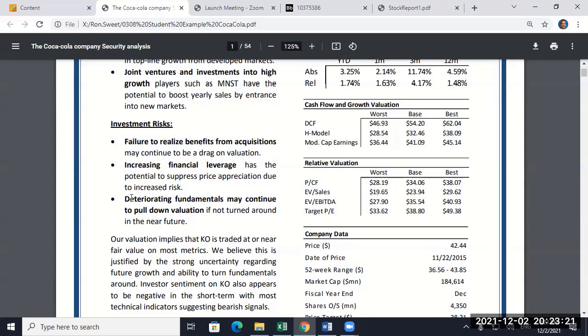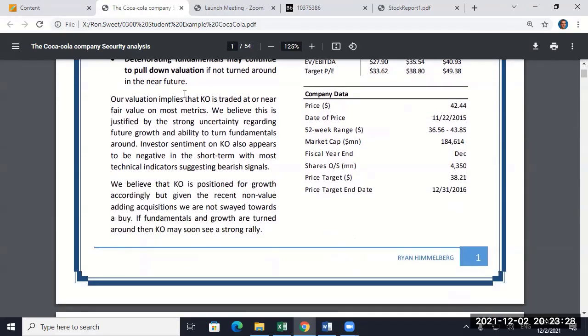Increasing debt, deteriorating fundamentals may continue to pull down valuation if not turned around in the near future. Our valuation implies that it is traded at or near fair value on most metrics. We believe this is justified by the strong uncertainty regarding future growth. Investor sentiment on Coke also appears to be negative in the short term. So even brings in the technicals. So you're asking, how do you bring technicals in there? That's one way you can do it.